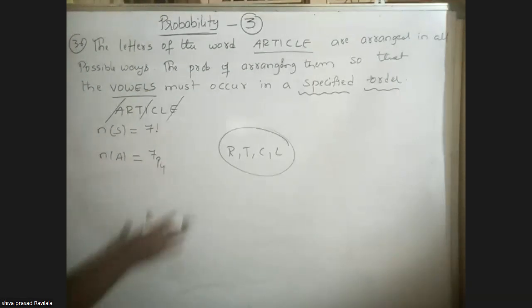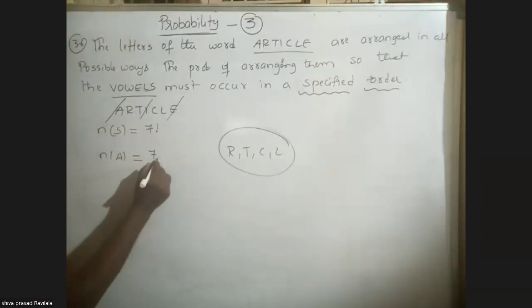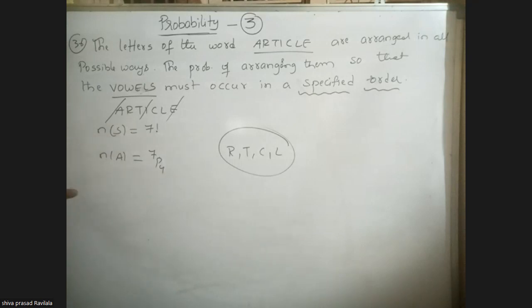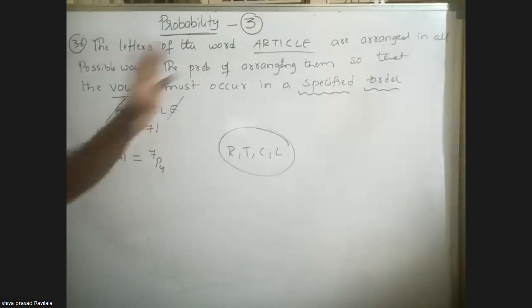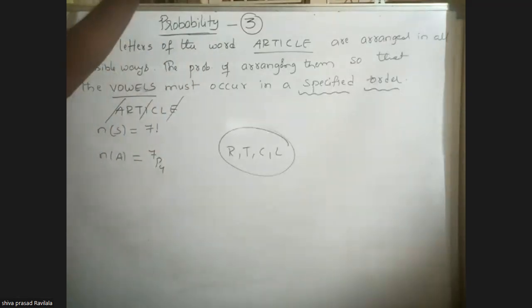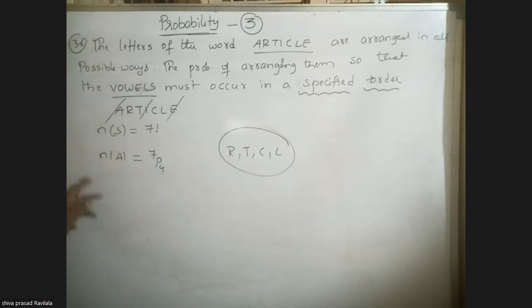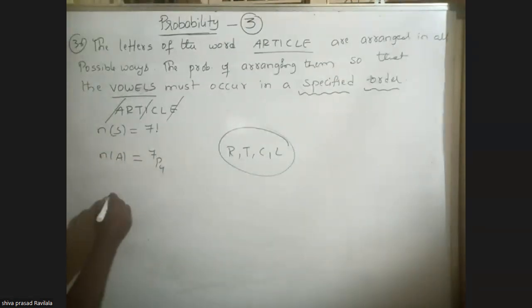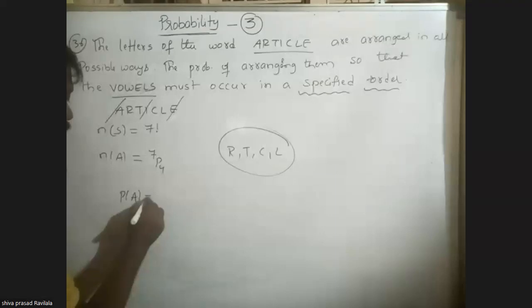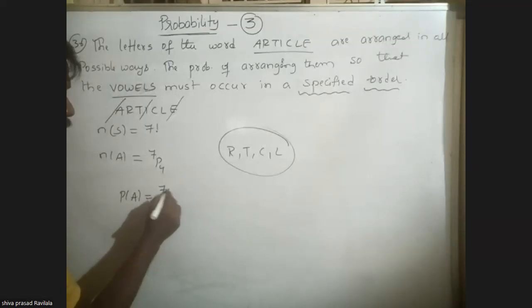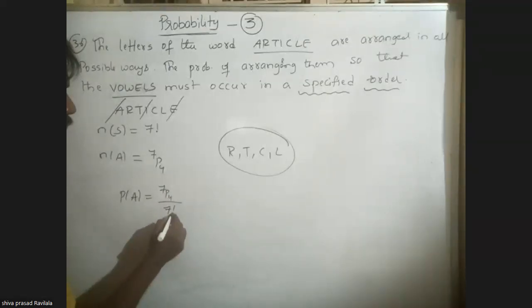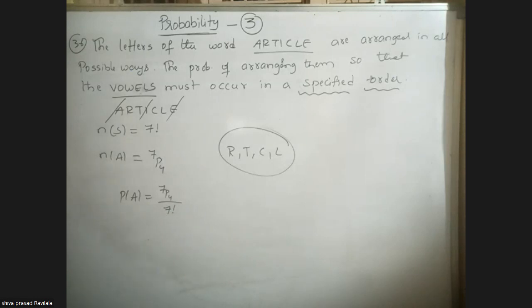Try to understand the condition. Sir, why are you taking 7P4? Already in that 7, the 3 are fixed. We don't know, that is unspecified order. They clearly mentioned my seat is reserved there. That's why you don't touch it. Therefore n(A) is equal to 7P4. Out of these 7, you can seat the remaining 4. Here P(A) is equal to 7P4 by 7 factorial. Okay, students?